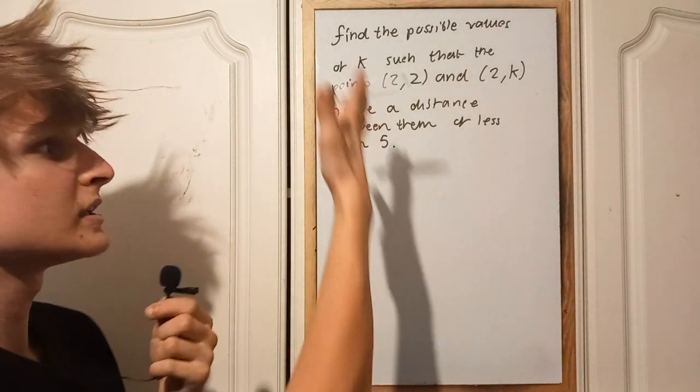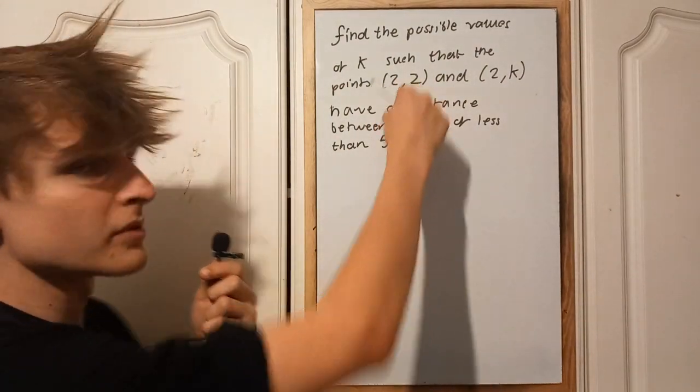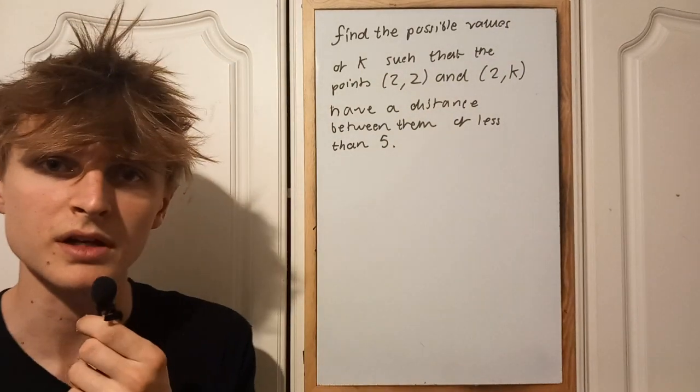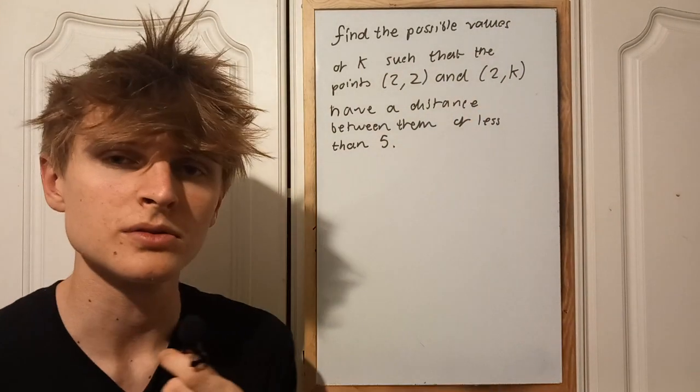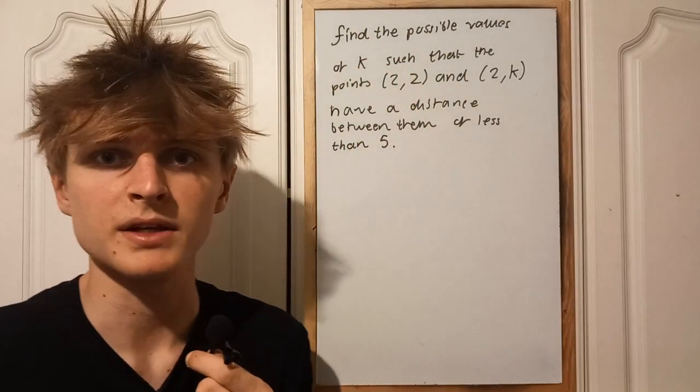Just sit down and digest everything that's going on in this problem. Okay, so we've got a fixed point (2, 2), which won't change, so it's just sitting nice and pretty in the xy plane. And we've got another point (2, k), and we know that k can vary because we need to find different values of k, and it's also a letter.